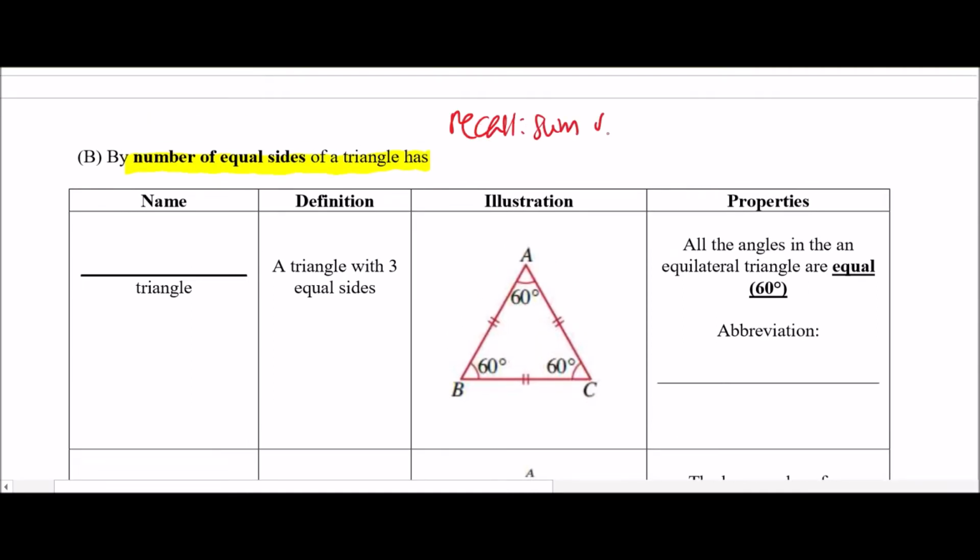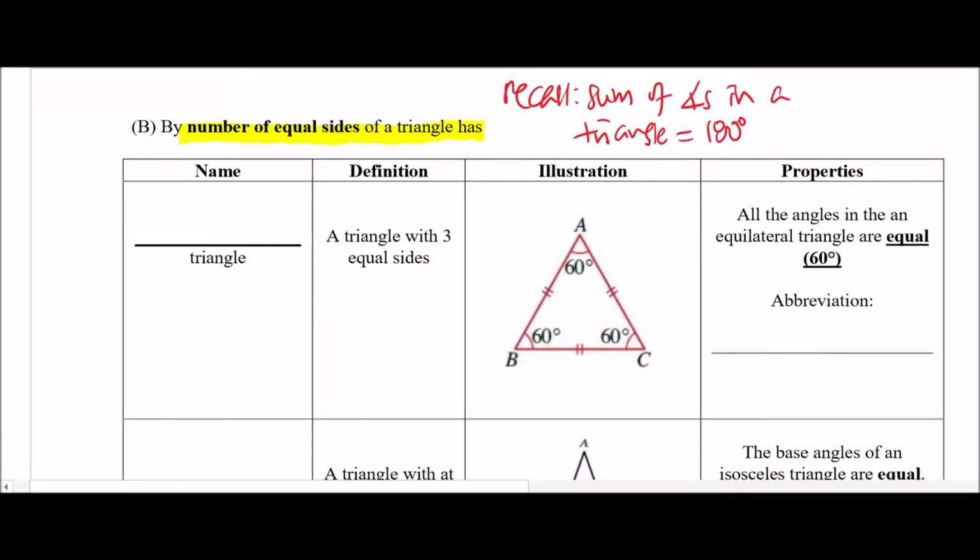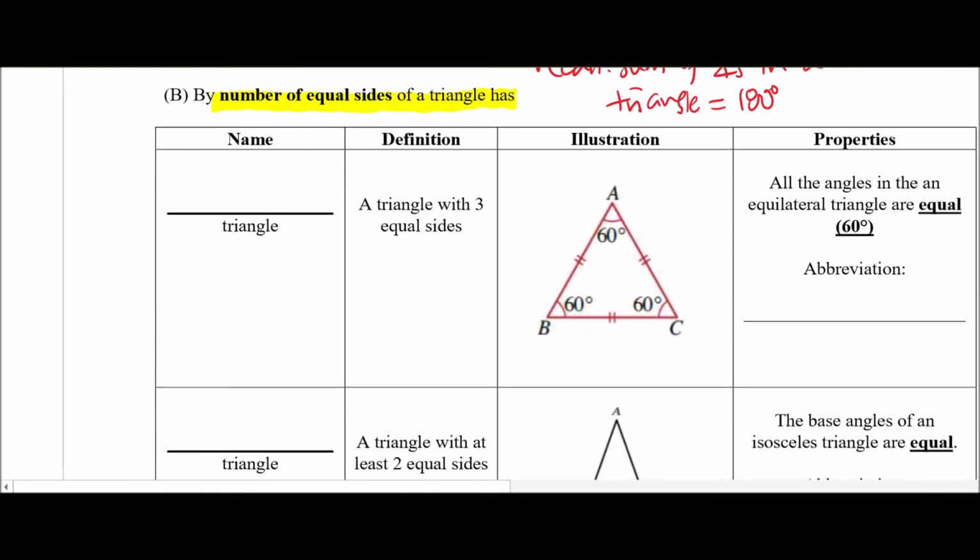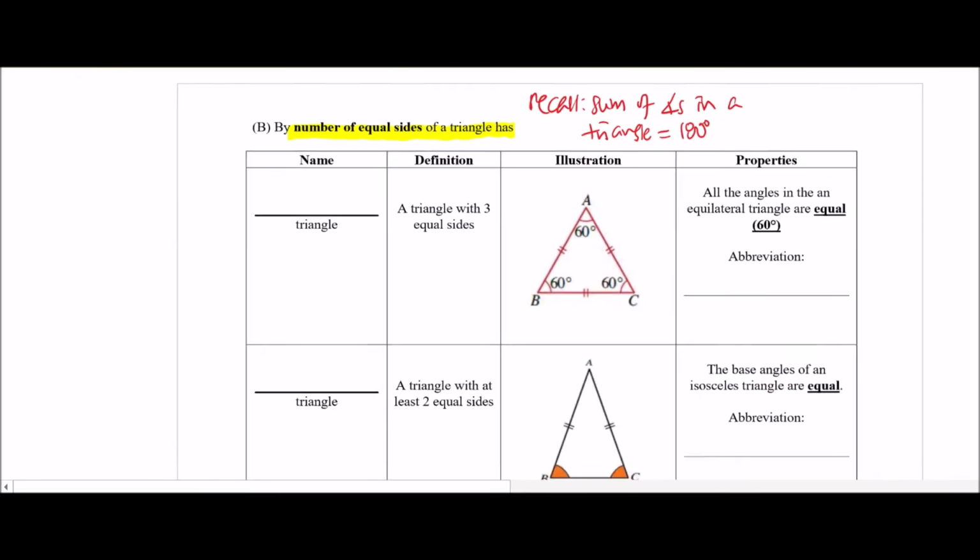Sum of angles in a triangle gives me 180 degrees. Pardon my handwriting. I don't care what type of triangle it is, whether it is an acute, an obtuse, or a right angle triangle, all three angles add up to 180. So we have a few types now that concern the angles.